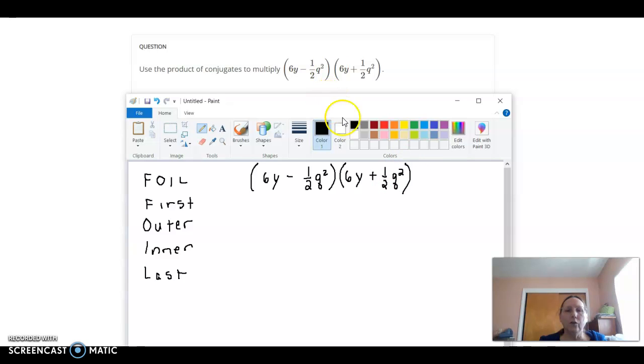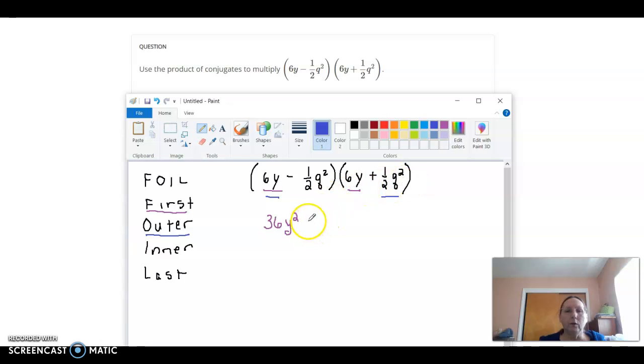Okay, so first means these two. So I'm going to multiply 6y times 6y, and I'm going to get 36y squared. Now, inner, or outer, we're going to do outer next. So that means this one and this one. So we're going to do 6y times 1/2 q squared.